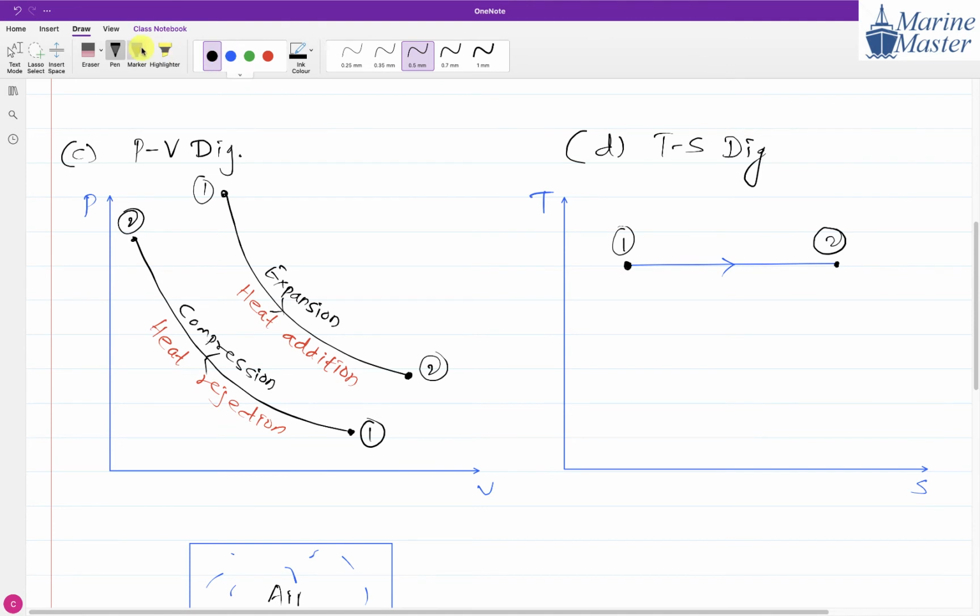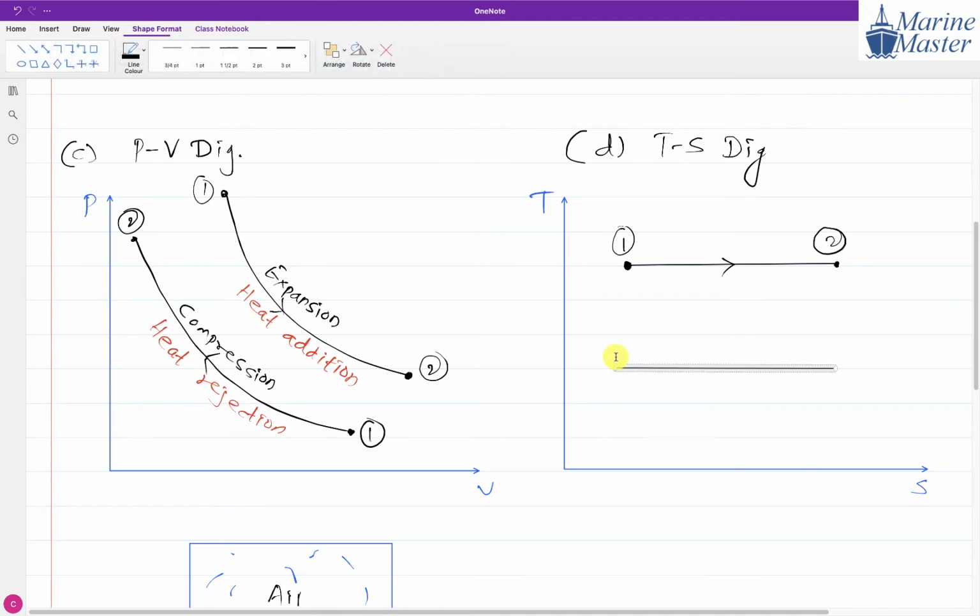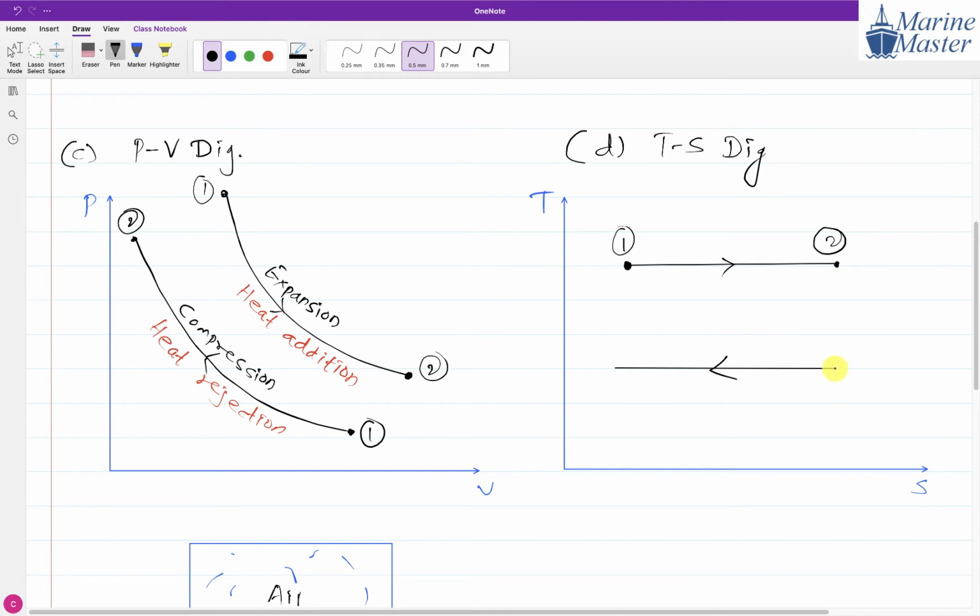Now, a horizontal line. Tell me, in this case what is happening? One minute, I will draw another line also. It is the reverse of this one. What is the difference between these two, the top one and the bottom one? Here, in the top one, 1 to 2, there is a heat rejection. Is it a heat rejection, 1 to 2? Because here entropy is increasing, no? Entropy increases means temperature will rise, no, sir?